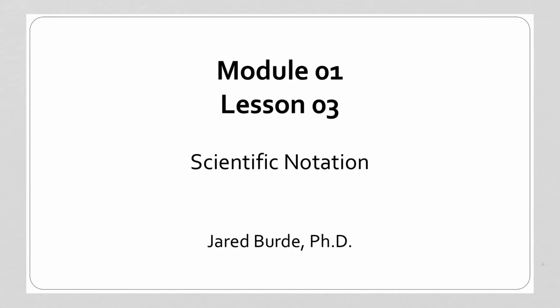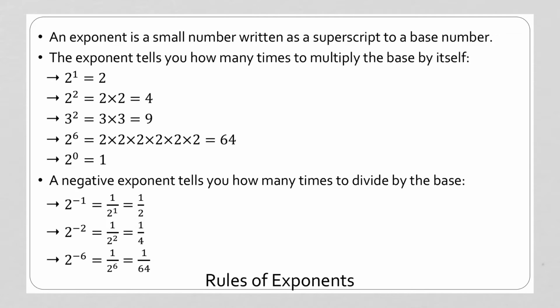In this lesson, we're going to discuss scientific notation, which is a method that scientists use to represent numbers that are very large or very small in a more convenient and compact manner. Scientific notation takes advantage of the rules of exponents.